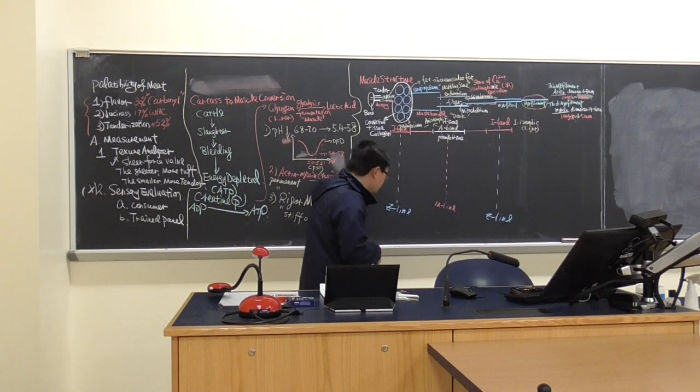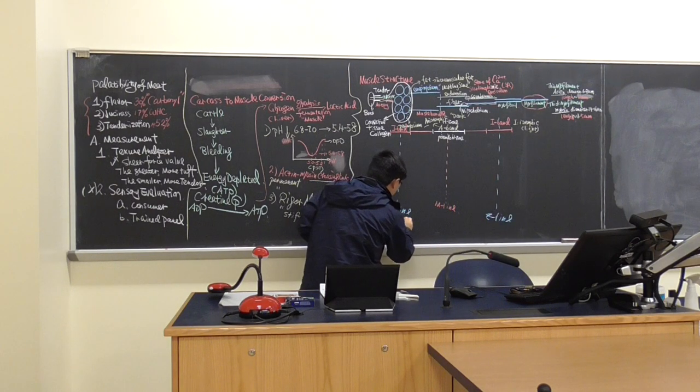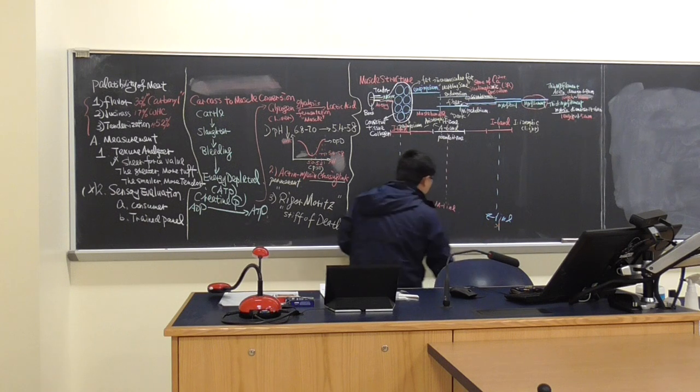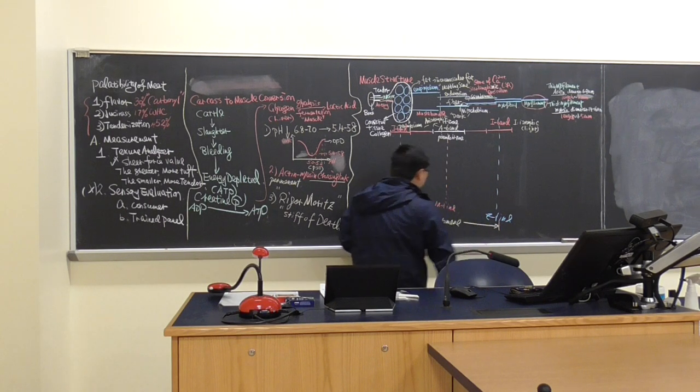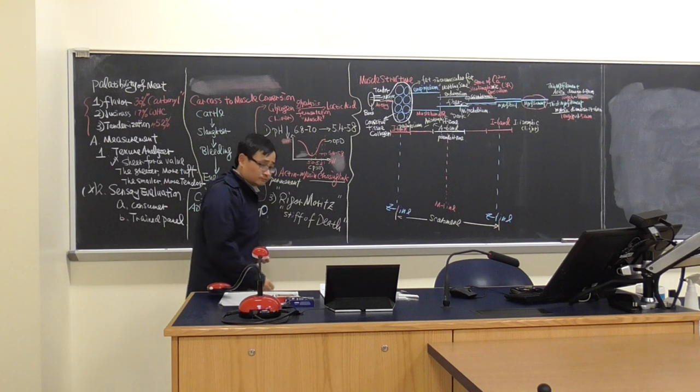And the distance between the Z lines, right here, we gave a terminology called sarcomere. You can say this is a micro single unit of a muscle.